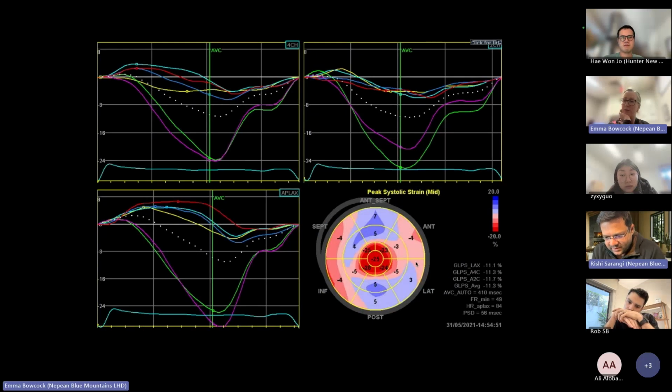What does this show? The strain analysis shows preserved contractility at the apex, but the anterior, inferior and inferolateral walls appear to be reduced or hypokinetic compared to the apex. The inferoseptal and the anteroseptal walls appear to have reduced contractility as well.